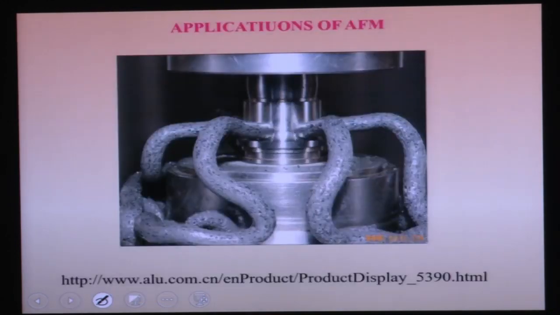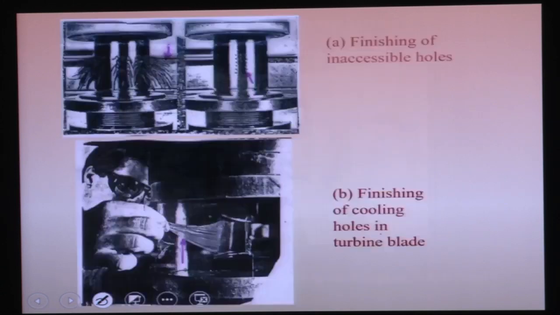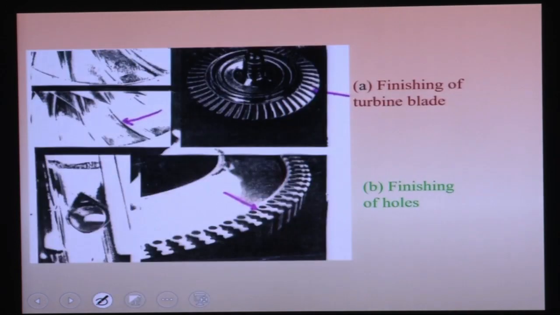So you can see here one application: at the surface of the cylinder you can see so many holes, and those holes can be polished by this AFM media. Same thing here, thousands of holes, external holes, can be polished by this AFM media. This kind of turbine blade can be polished by this AFM media. This kind of small hole, finishing holes, can be polished by AFM media.